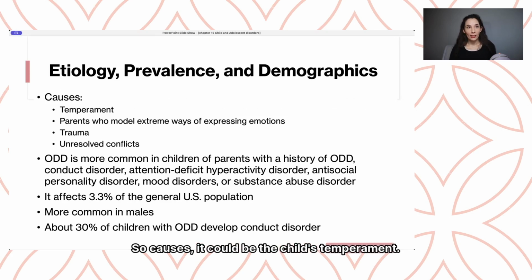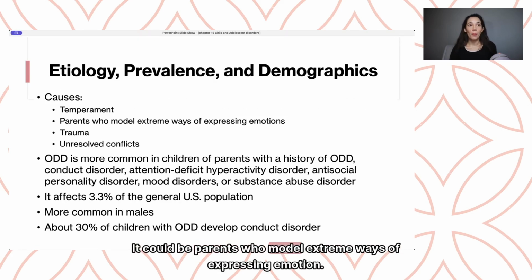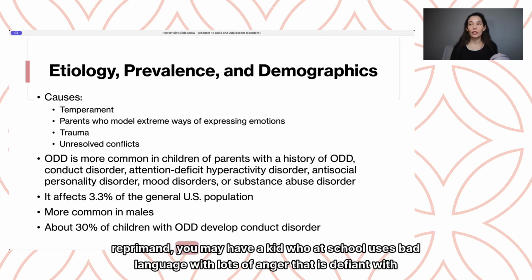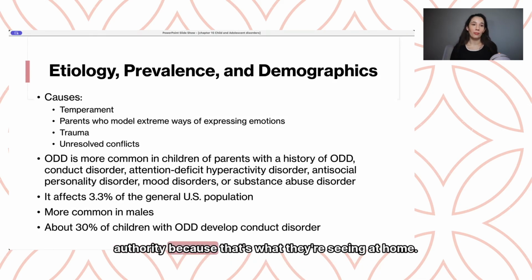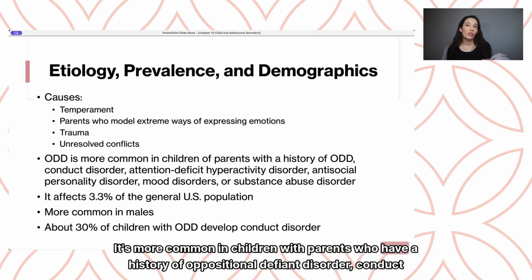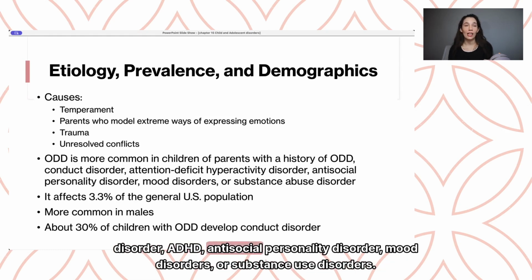So causes: it could be the child's temperament. It could be parents who model extreme ways of expressing emotion. So if they live in a home where a parent screams at them and uses somewhat physical violence to reprimand, you may have a kid who at school uses bad language with lots of anger and is defiant with authority because that's what they're seeing at home. They may have trauma and unresolved conflicts. It's more common in children with parents who have a history of oppositional defiant disorder, conduct disorder, ADHD, antisocial personality disorder, mood disorders, or substance use disorders.